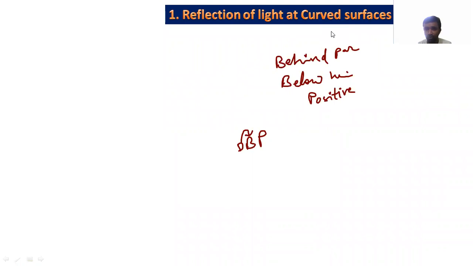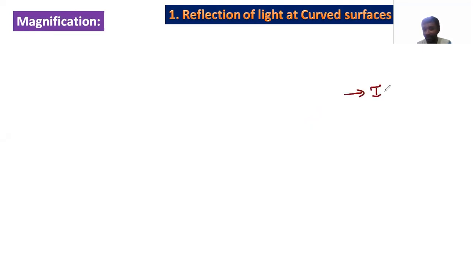Next, the topic is magnification. What is magnification actually? Magnification just tells whether the image is enlarged or diminished. That means the image size is increased or decreased. Increase means enlarged, decrease means diminished. Right?